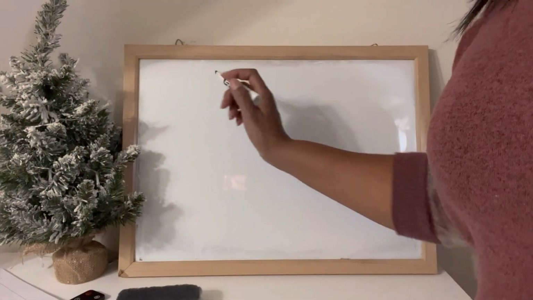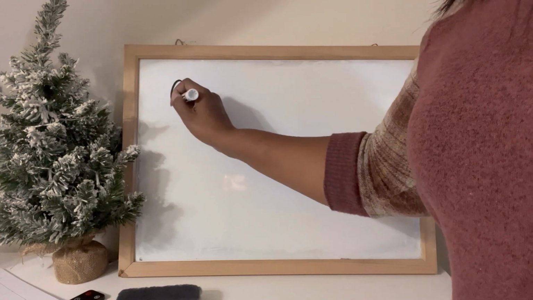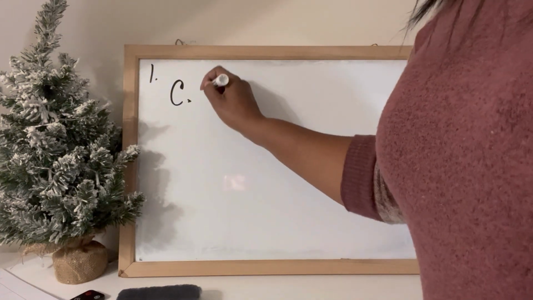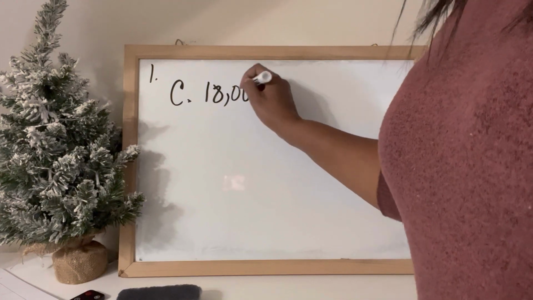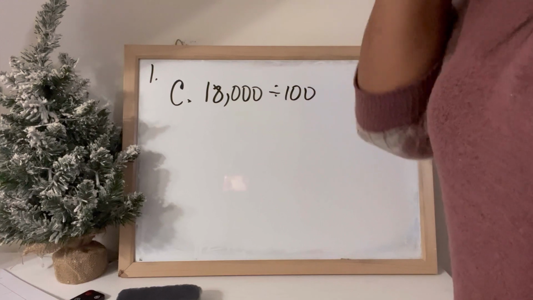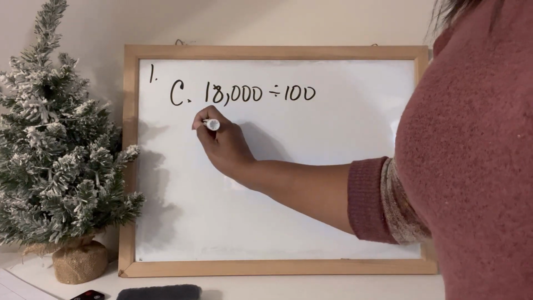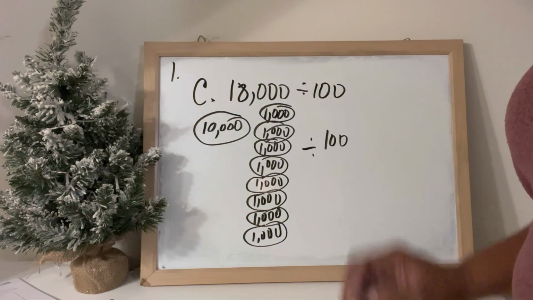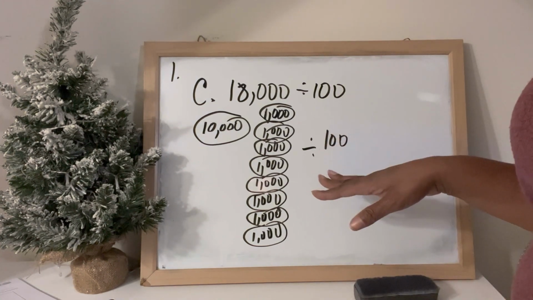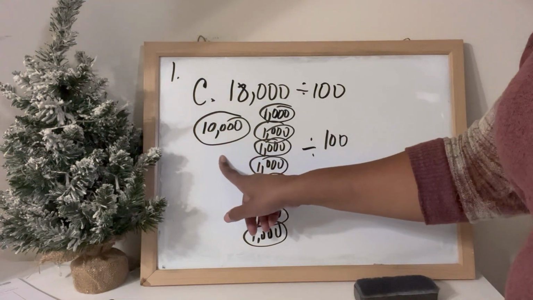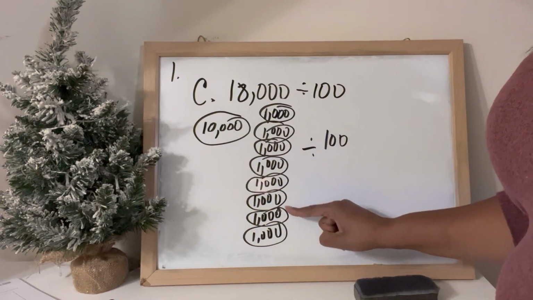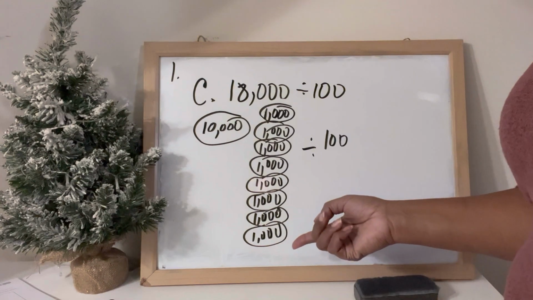Okay, I'm going to skip to C just to give another example. So we're still doing number 1. So we're doing 18,000 divided by 100. So again, you want to draw this. So I have a correction. You're only drawing a this for A and C. So I set up C already. I have 10,000 this, and then I have 1, 2, 3, 4, 5, 6, 7, 8, 1,000 this.